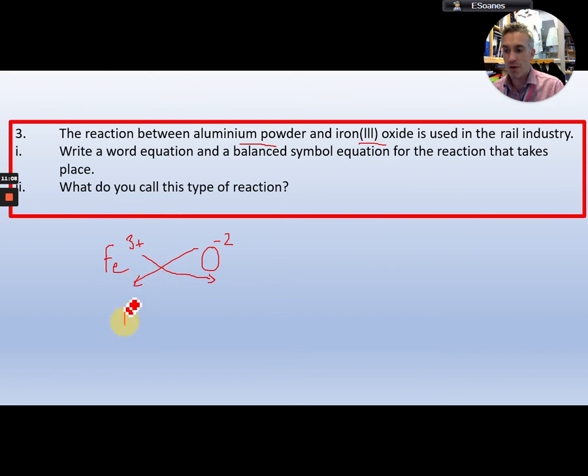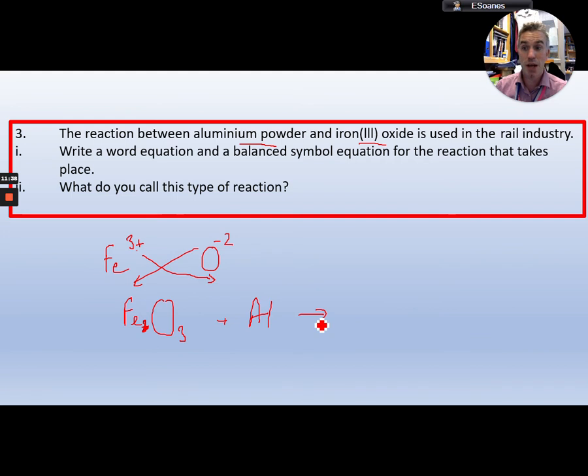So if we have Fe2, O3, 3 oxygens, 3 times -2 is -6. 2, oh no, 2 times +3 is +6. So Fe2O3 is the formula for iron oxide plus aluminium powder, Al.